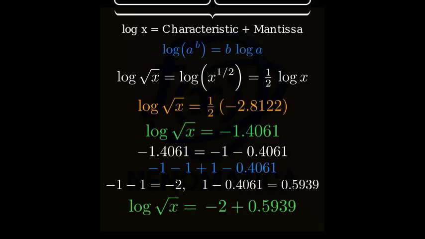As a quick recap, the result is written in standard form with characteristic negative 2 and mantissa 0.5939, which lies between 0 and 1. Final answer stated clearly. Log of the square root of x equals negative 2 plus 0.5939. In summary, we used 3 ideas: the definition of the cologarithm, the power rule, and the characteristic plus mantissa convention to keep the mantissa positive.